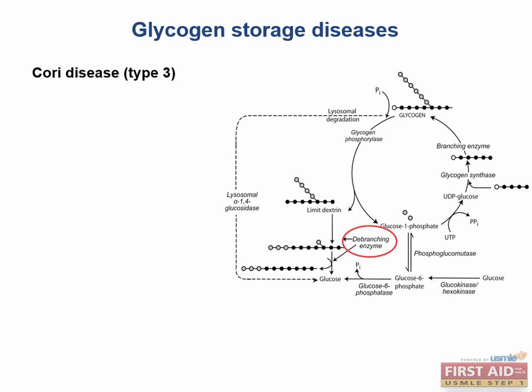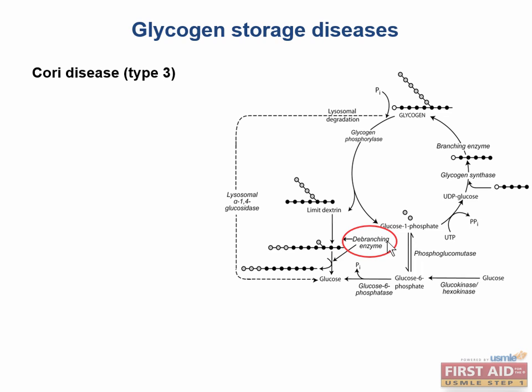The third type of glycogen storage disease, known as Cori's disease, is caused by a deficiency of our debranching enzyme. What was the function of the debranching enzyme? Well, remember that the debranching enzyme is required to break down the glycogen into glucose by cleaving off the alpha-1,6 bonds at the branch points, along with some alpha-1,4 bonds at the limit dextrin points.